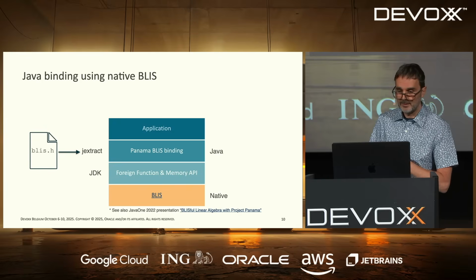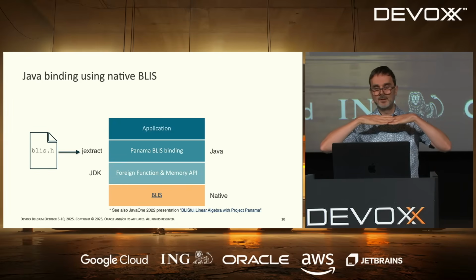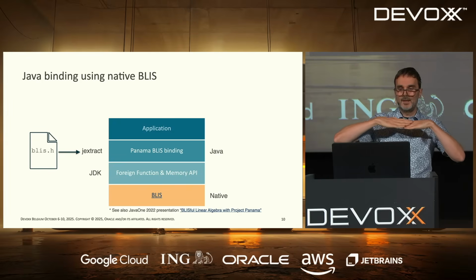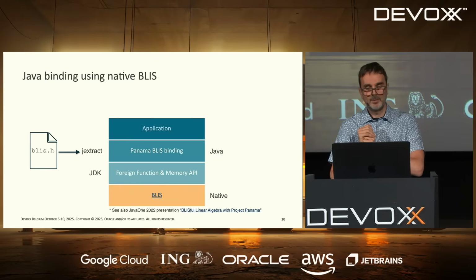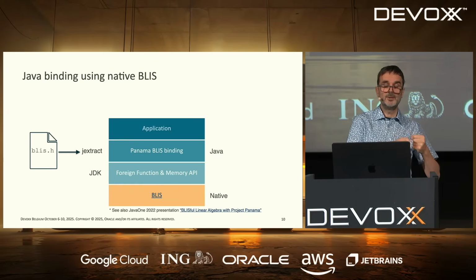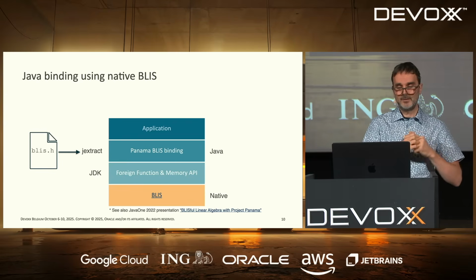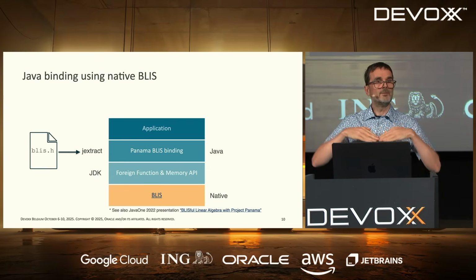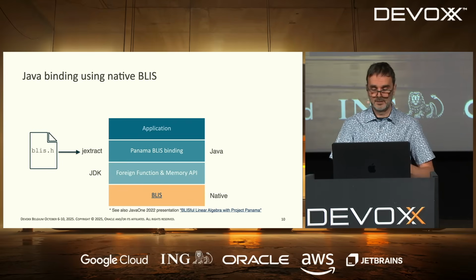So how do we use it? We have native BLIS at the bottom. We have the JDK with the foreign function and memory API. We have a Panama BLIS binding. By using JExtract on the BLIS header file, we generate the binding, and then we can write to it directly.